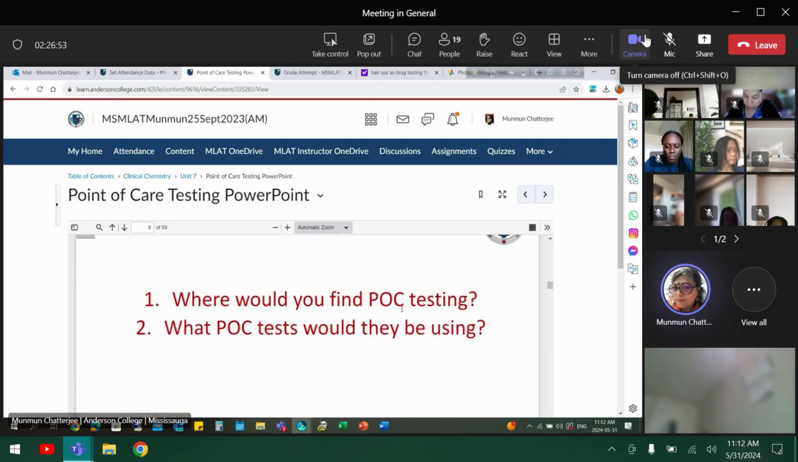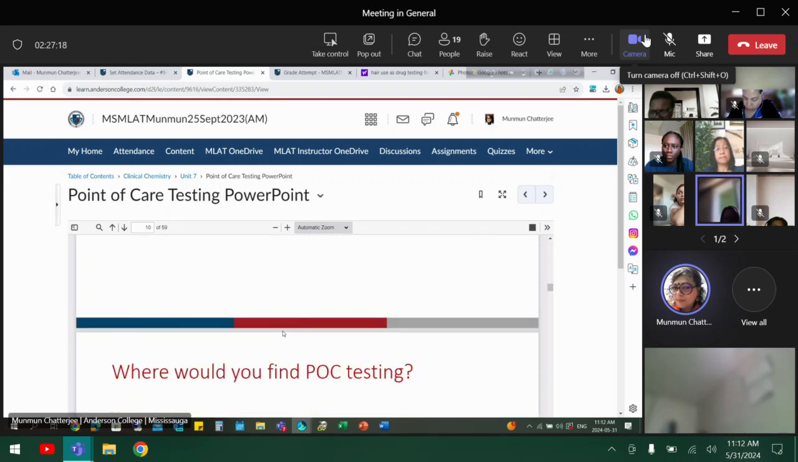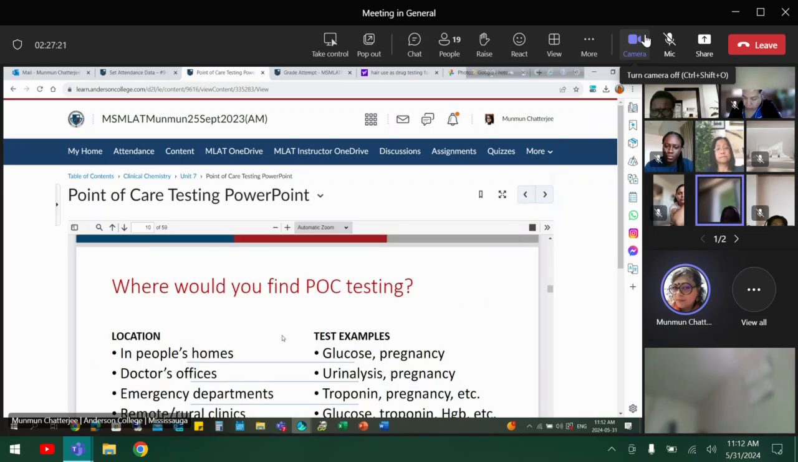Where do you find POC testing? What POC tests would they be using? Is there any answer? Where would you find POC testing? Sometimes in the emergency department, doctor's office, at the patient's home. Mm-hmm. Yeah. And why are you doing the POC testing? To get the immediate, instant result, less turnaround time, right? Okay. Yeah, convenient too. Okay.